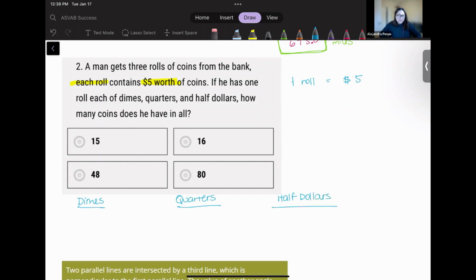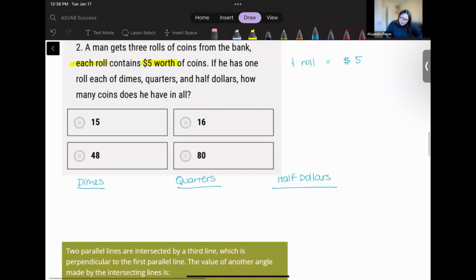Okay, so how many dimes are in a dollar, guys? 10. So $1, 10 dimes, and we have a total of $5. So how many dimes would we have?